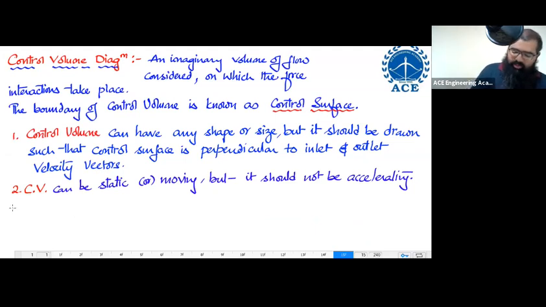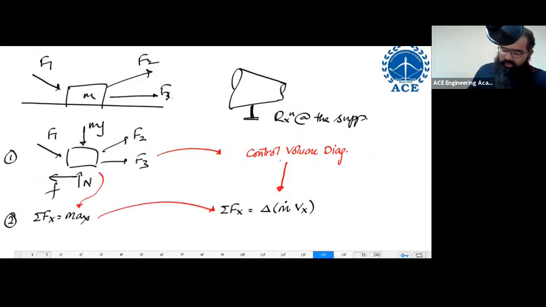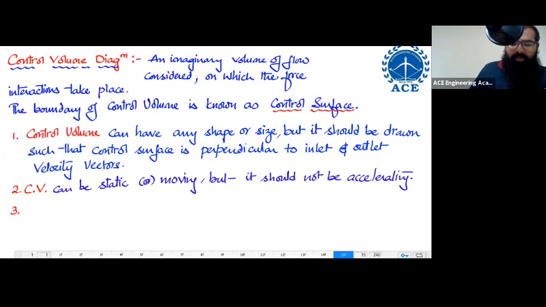Now coming to the third point, which is directly taken from your free body diagram concept. In the free body diagram, recall that the surface below was behaving as a support. But when you drew the free body diagram, you removed the support and showed a reaction. That is a rule in free body diagrams: every support should be removed and the corresponding reactions shown. The same rule is going to be applied here.